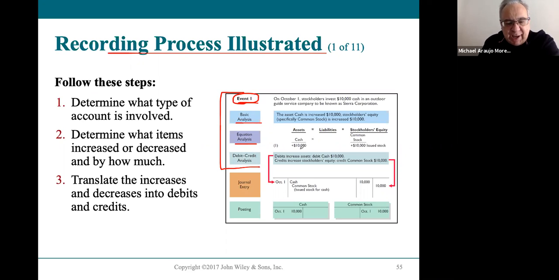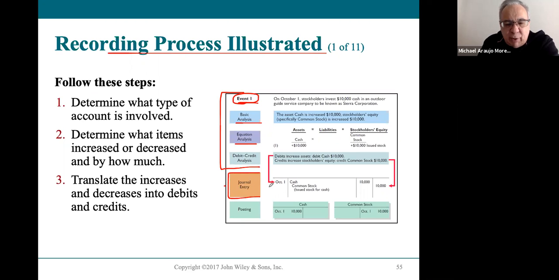Well, what does more cash mean? Well, that means that this $10,000 would be on the debit side of the cash account. This $10,000 would be on the credit side of the common stock account. And then we wrote it in the journal. So Learning Objective 1 and 2 up here, Learning Objective 3 here.